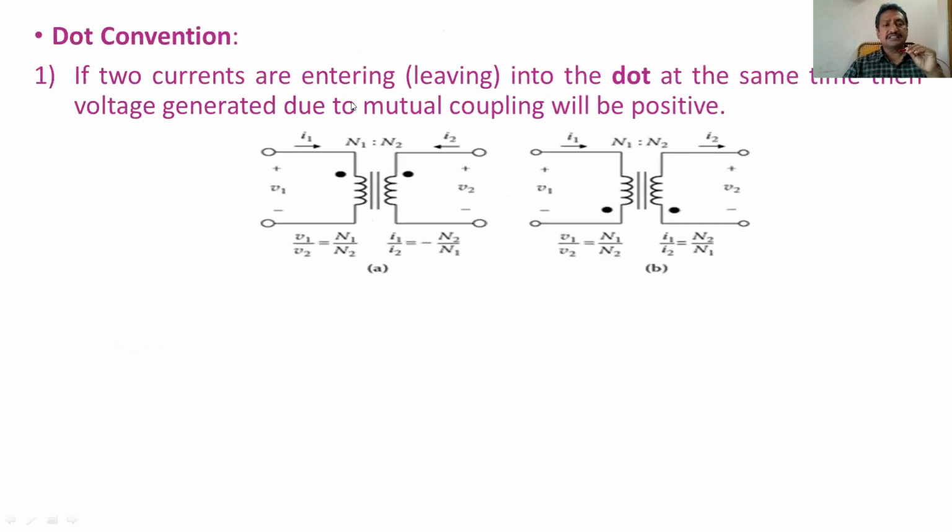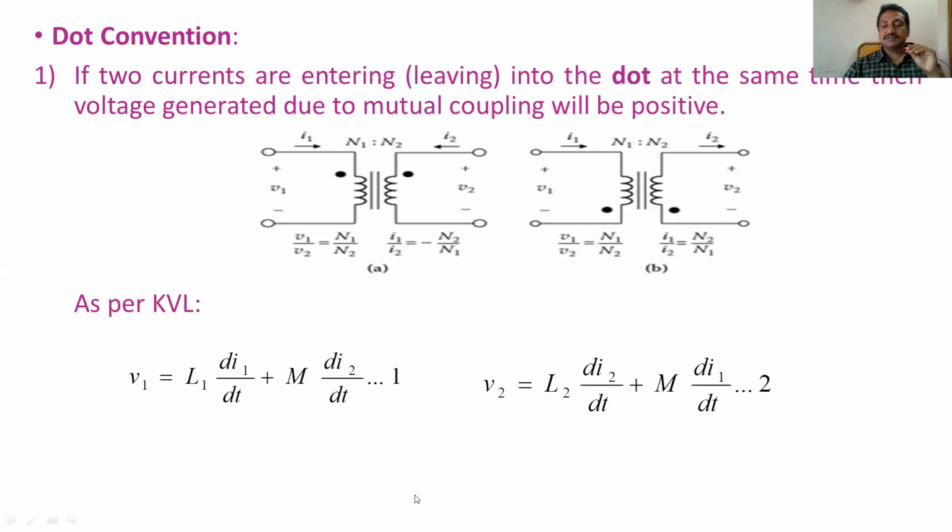Next, if two currents are both entering or both leaving at the dot, then the voltage generated due to mutual coupling will be positive. Either both entering or both leaving. So as per KVL, you see here, the self-induced EMF L di by dt plus the mutual term with a plus sign. Why? If both are entering or both are leaving, then a positive sign is indicated for the mutual induced EMF. Similarly, V2 is equal to L2 di2 by dt, the self-induced EMF, plus M into di1 by dt, the mutual induced EMF.